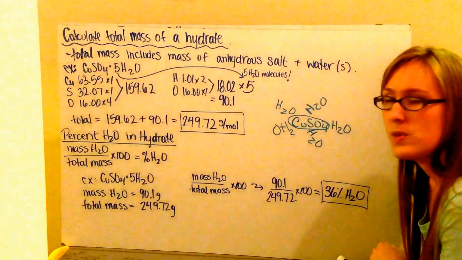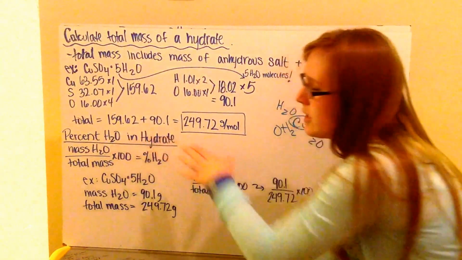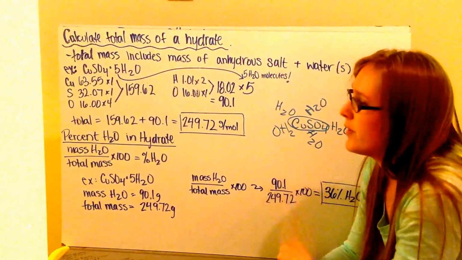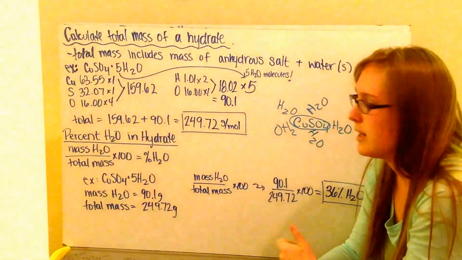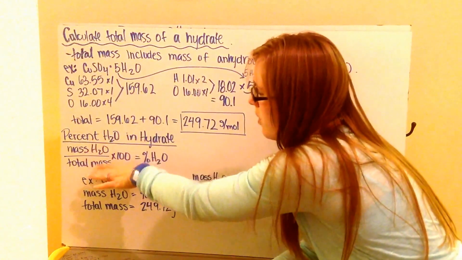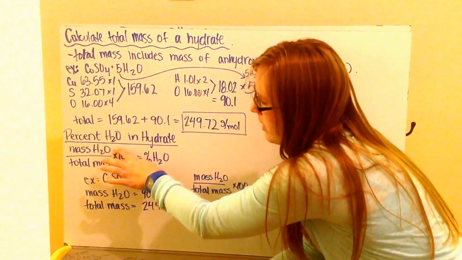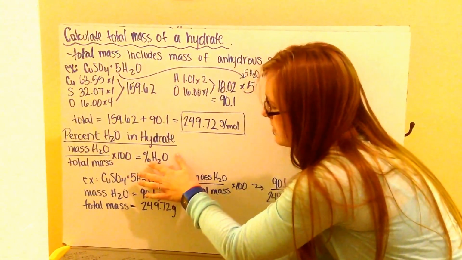Another thing that we can do with our hydrates is calculate the percent of water in a hydrate. Just like I could calculate my percent composition of sulfur in copper(II) sulfate, I can calculate my percent of water inside of my hydrate. Just like percents before, it's part over whole times 100 gives me my percent, so my part is going to be my water, my whole is going to be my total mass, times 100 gives me my percent of water.